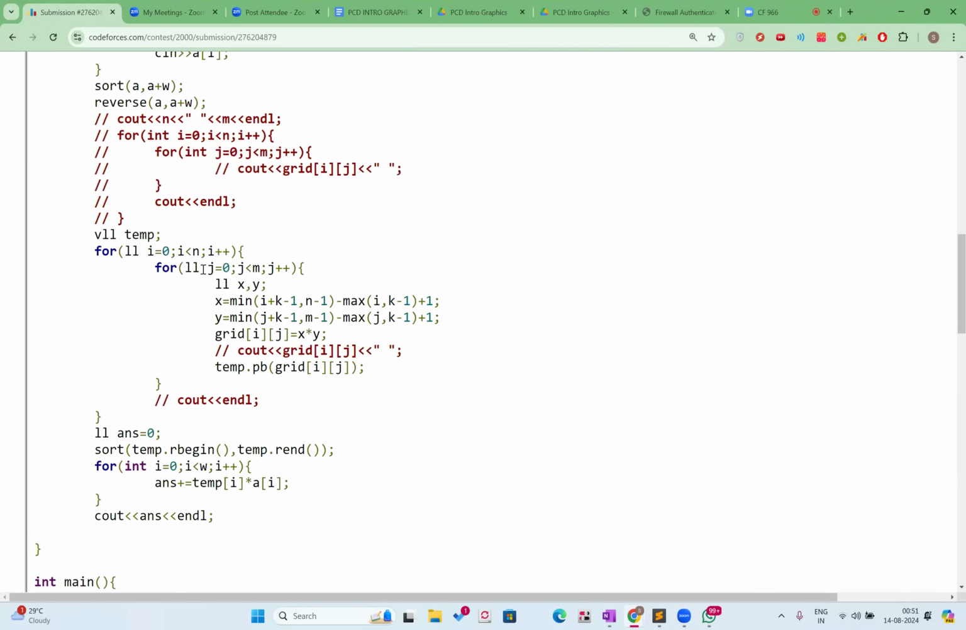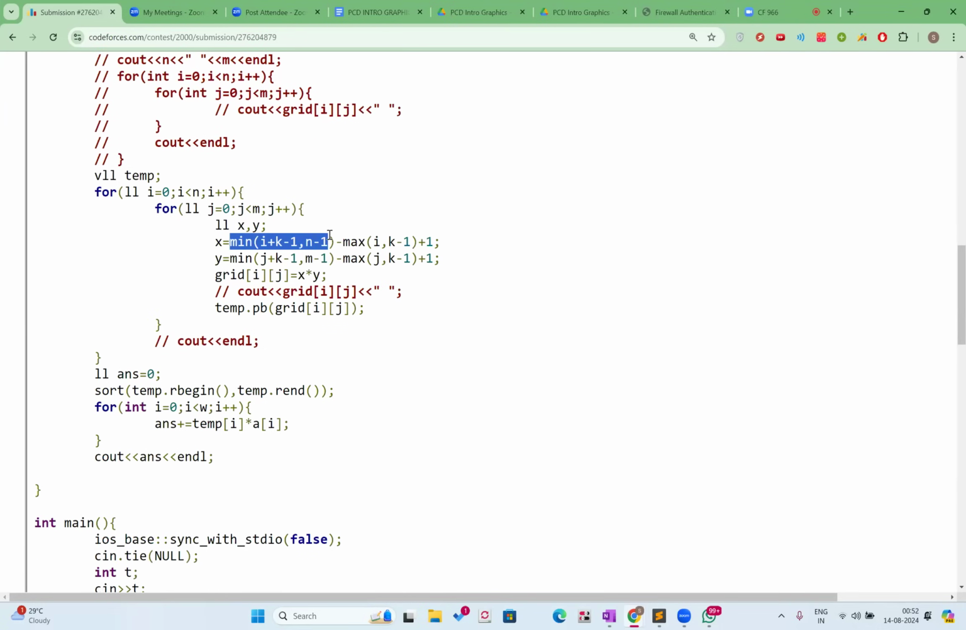For each i, j, I'm going through the ith row and jth column cell of the grid, and I'm just calculating what can be the maximum value of the displacement in the vertical direction and the displacement in the horizontal direction. This is basically displacement in the vertical direction. This is displacement in the horizontal direction. So displacement in the horizontal direction can be calculated by this formula, and similarly displacement in the y direction.